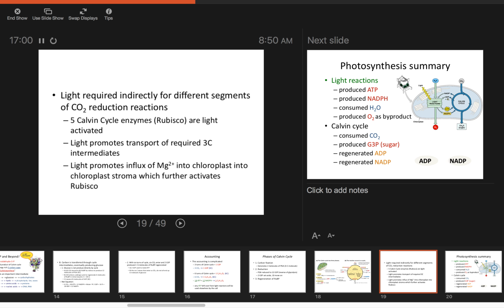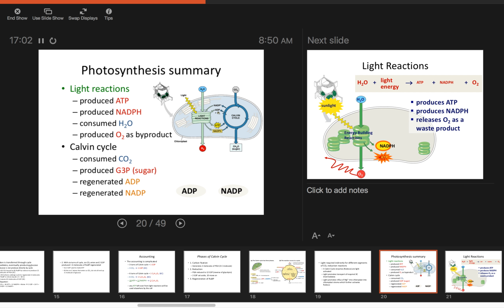In summary, we have the light reactions. We're making ATP and electron carriers, water is split, and oxygen is a byproduct. In the Calvin cycle, we're taking in CO2 from the atmosphere. We're producing G3P, which will eventually turn into glucose. We regenerate ADP and NADP+, and these go back to the light-dependent reactions. I think this little flow chart does a really nice job. We make the energy and the electron carriers, they're used in the Calvin cycle, and they come back to pick up more electrons and to make ATP.